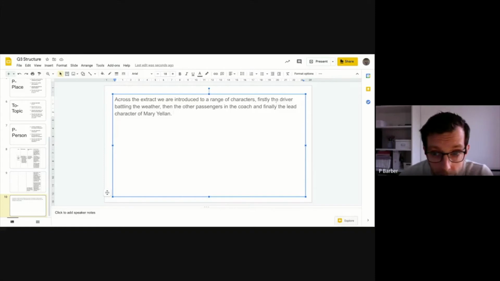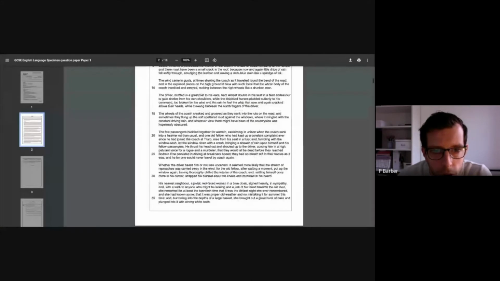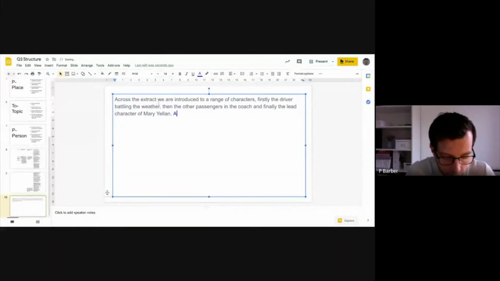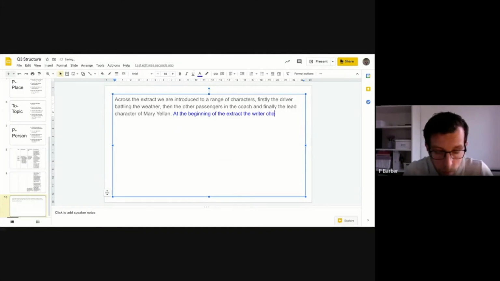So I'm going to start at the beginning, look at the driver, then I'm going to move on to the other passengers, and finally I'm going to look at Mary Yellen. So I'm going to do the driver's bit in blue. If we go back, we need to find some evidence for the driver. So I'm going to use the driver muffled in a greatcoat to his ears. Okay. So here we go. The beginning of the extract. The writer. So this is my evidence.